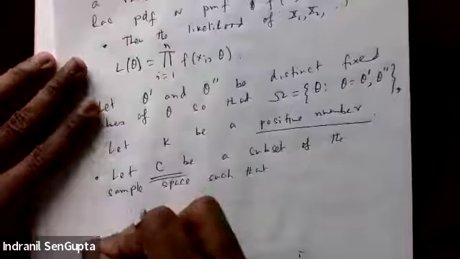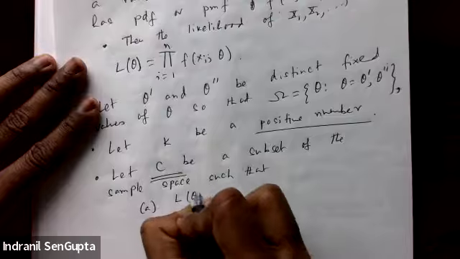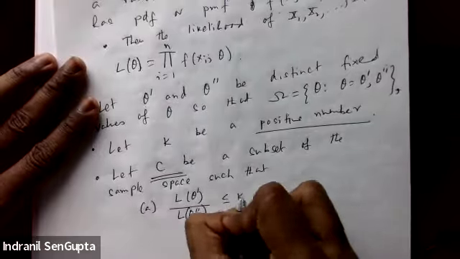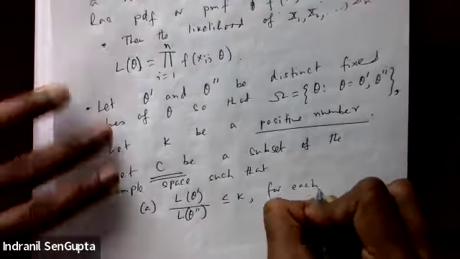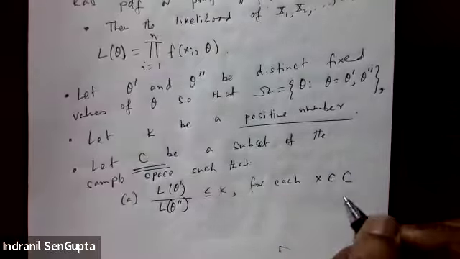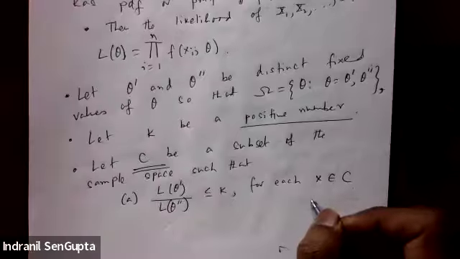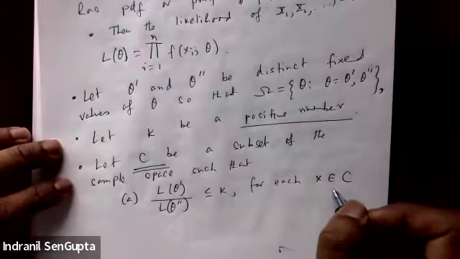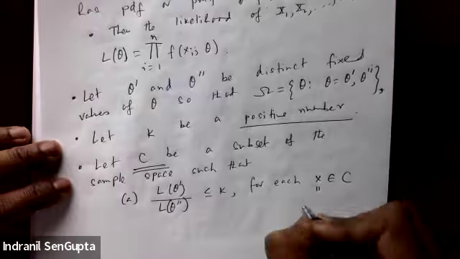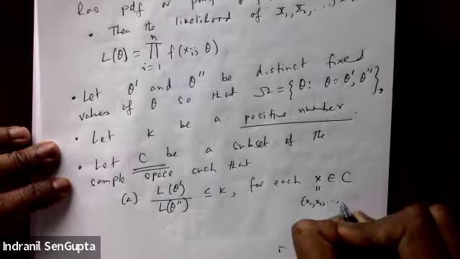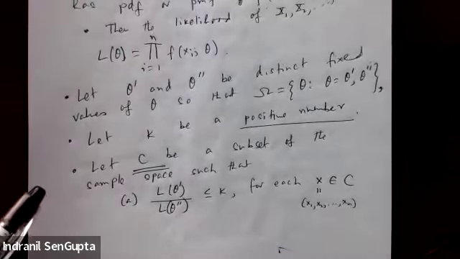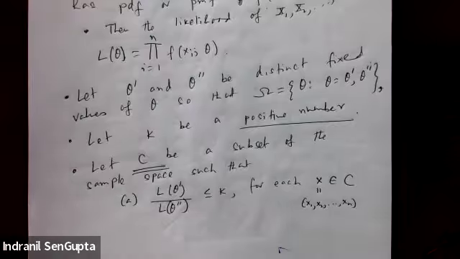So the first one, number one, is L of theta prime over L of theta double prime is less than or equal to k for each x in C. Please note that this x can be multidimensional. I'm just using it as a scalar here, but x can also be a vector. So basically x is a value of X1, X2, ..., Xn. And C is in an n-dimensional space. It's just like the critical region.